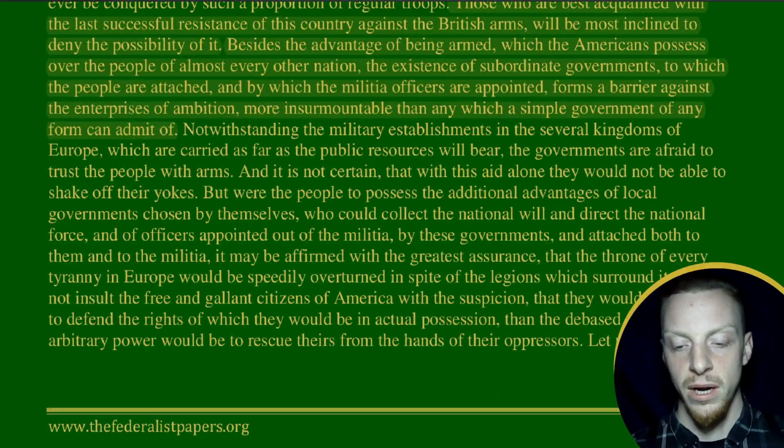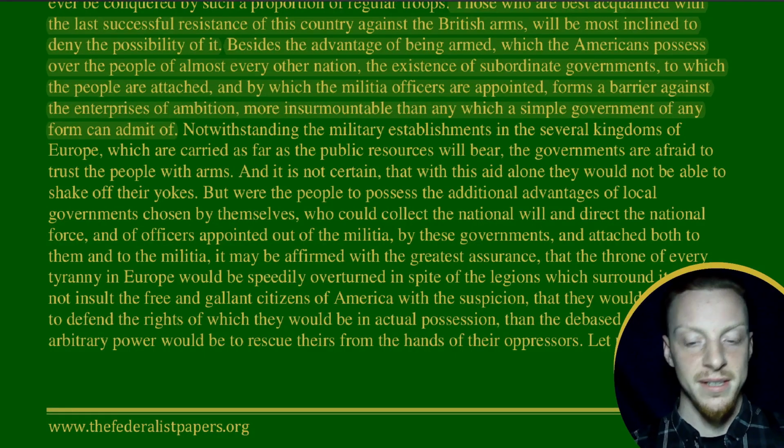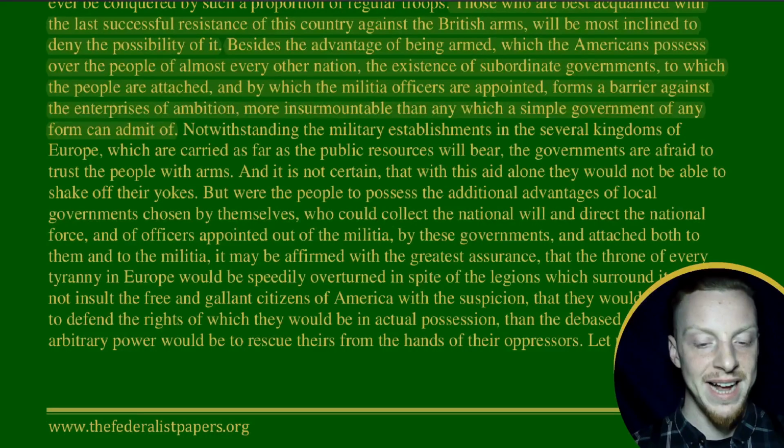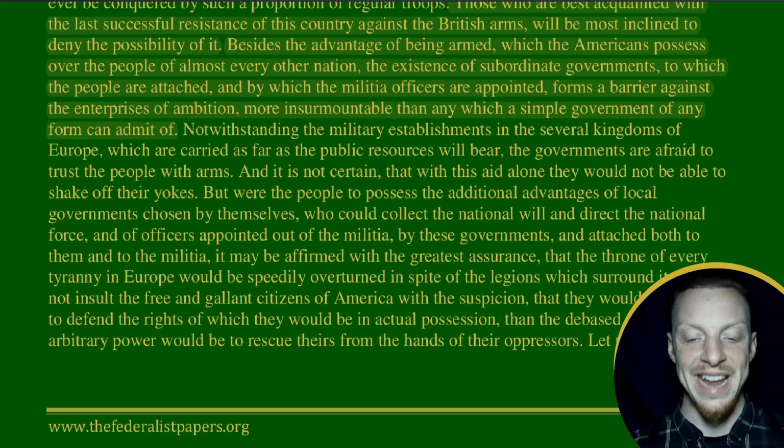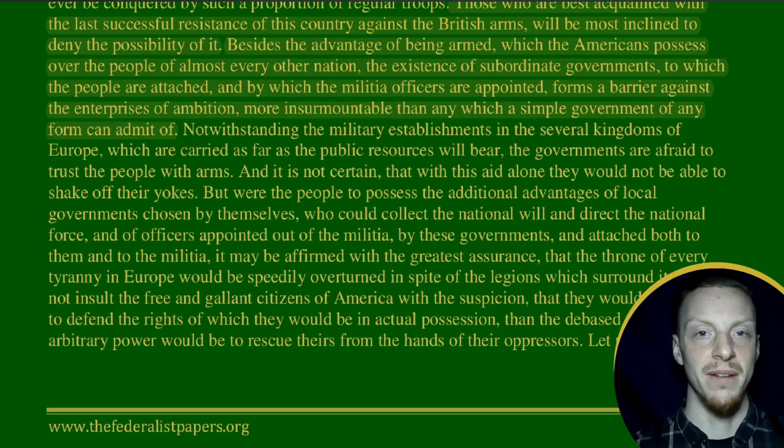Besides, the advantage of being armed, which the Americans possess over the people of almost every other nation, the existence of subordinate governments to which the people are attached, and by which the militia officers are appointed, forms a barrier against the enterprises of ambition, more insurmountable than any which a simple government of any form can admit of.